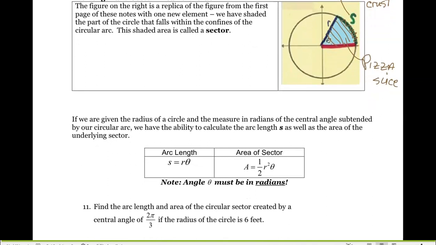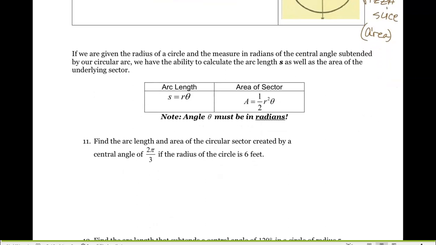The shaded area is called a sector. So the area is called the sector, and the crust is called the length. So this is the length, and this is the area. If we're given the radius of a circle and the measure in radians of the central angle subtended or created by our circular arc, we have the ability to calculate the arc length and the area. Here are your formulas.